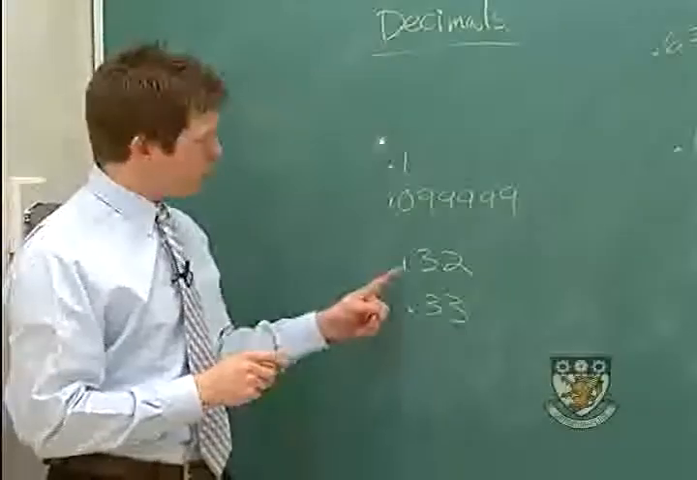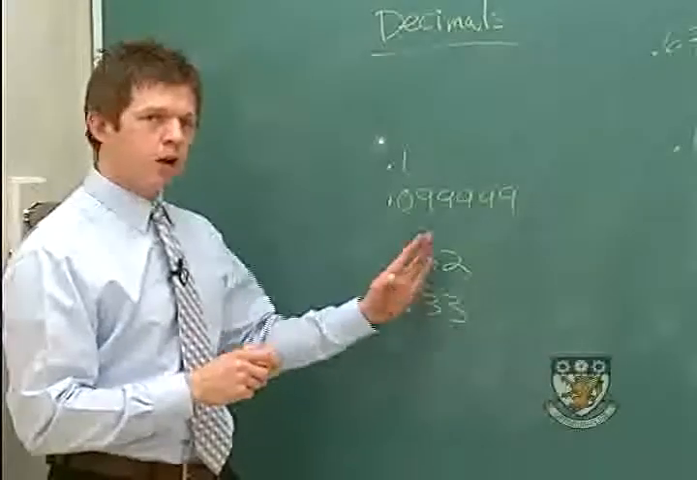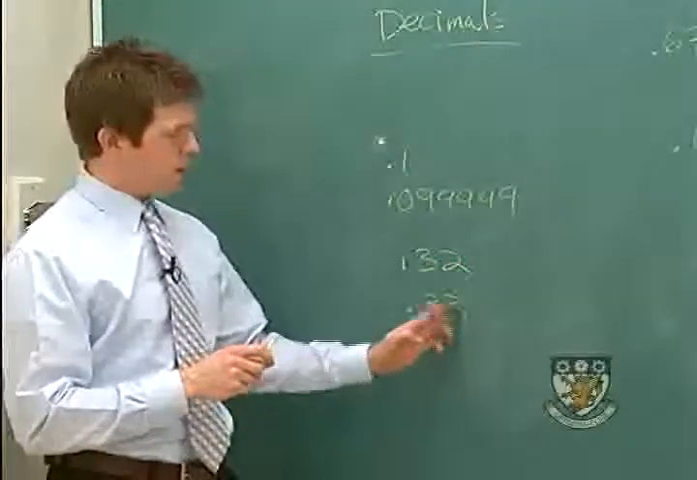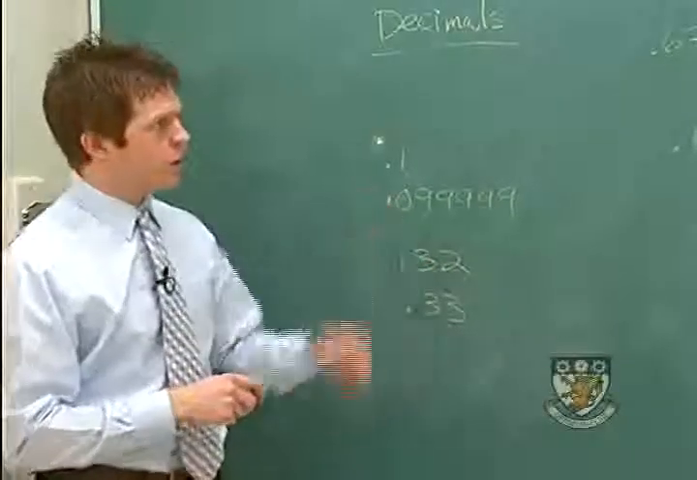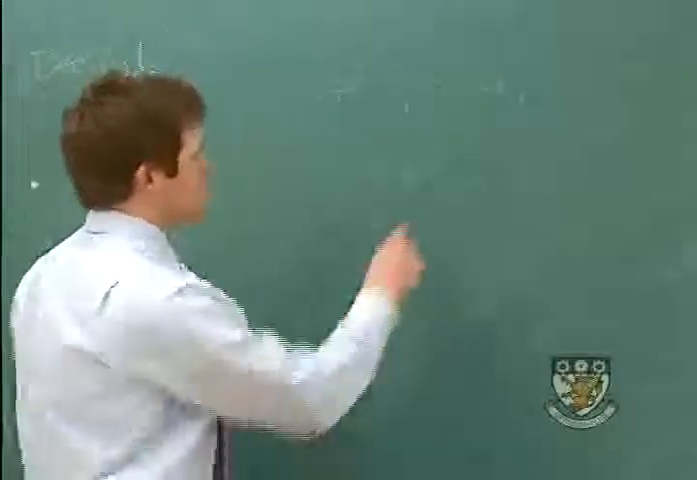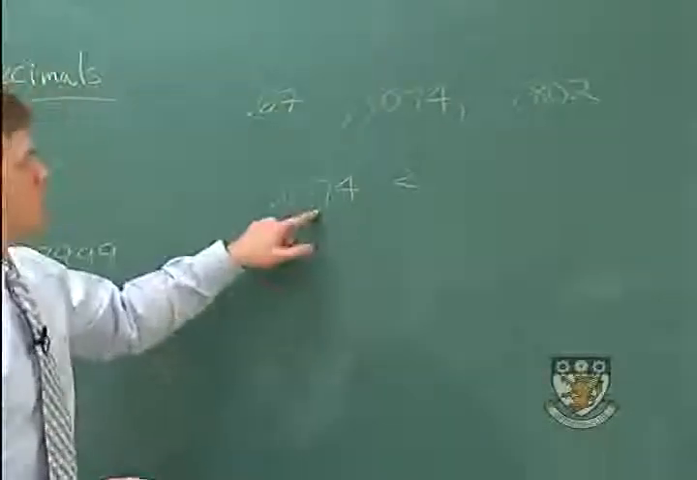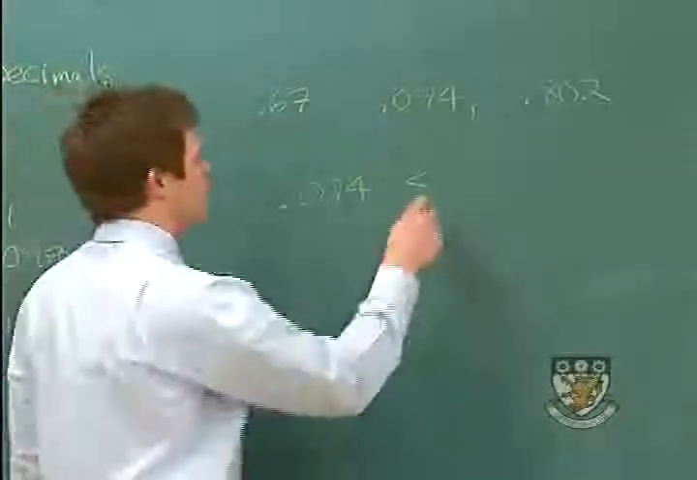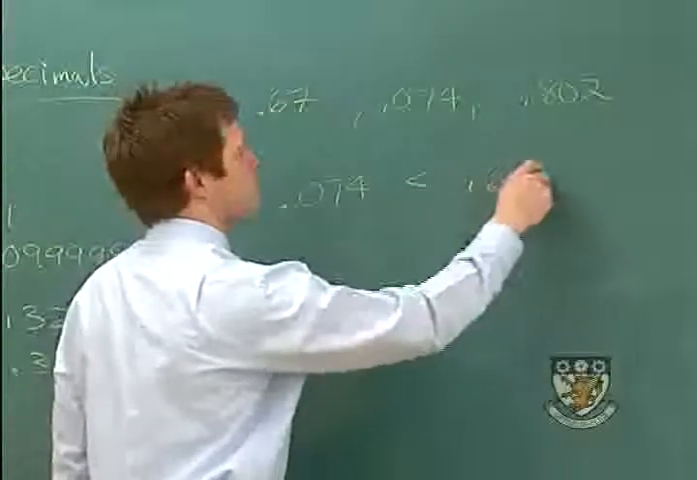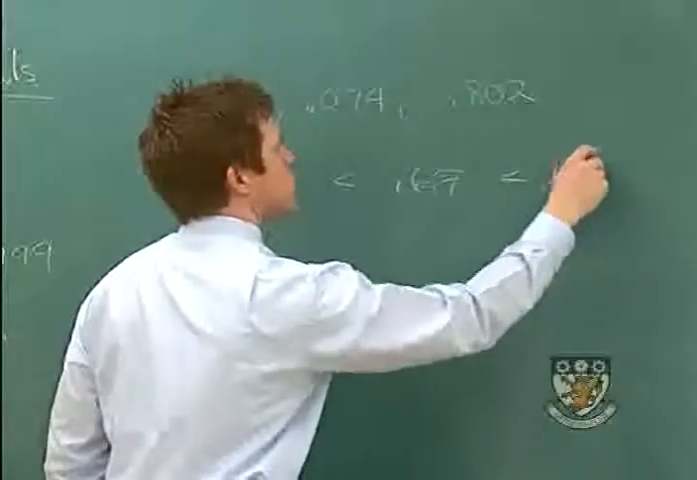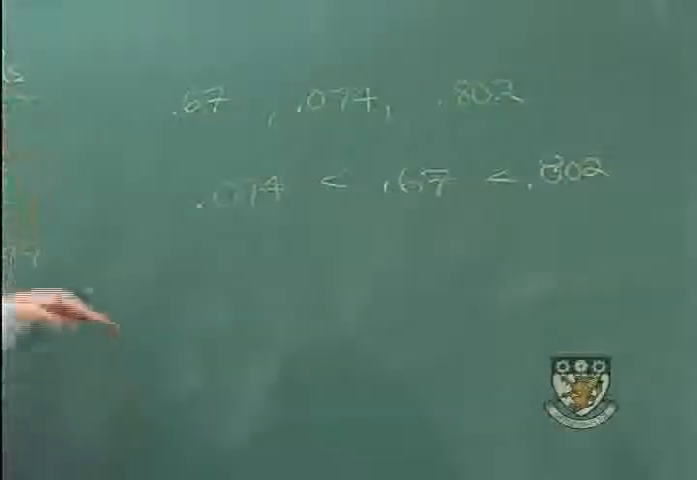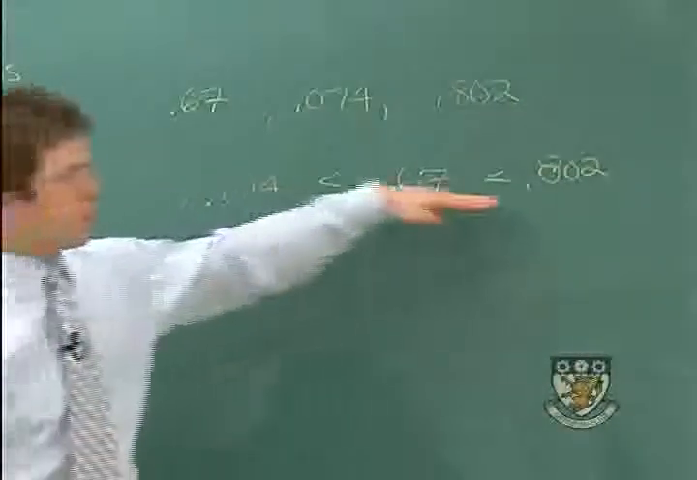0.32 and 0.33. If the first two numbers are the same, you go to the next number. 3 is larger than 2. 0.33 is larger than 0.32. So looking over here, we have 0.074 is less than 0.67, which is less than 0.802. Ascending order, going from smallest to largest.